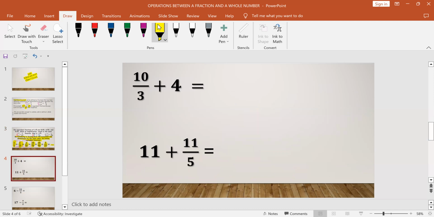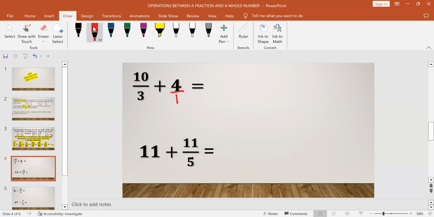Now, let's do this operation. That is the purpose of this video. We want to do 10 divided by 3 plus 4, but we will use the concept of equivalent fractions. So, before I combine these two values, I will rewrite 4 as a fraction, and the 4 is the same as 4 over 1.